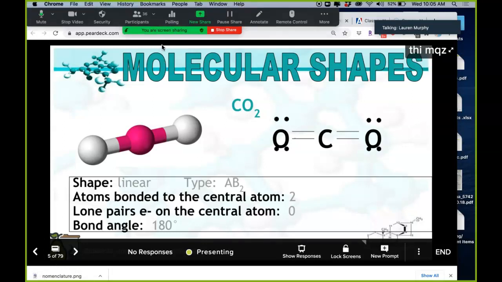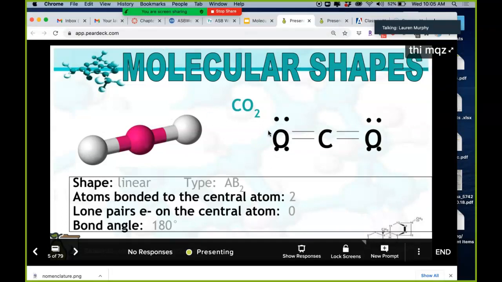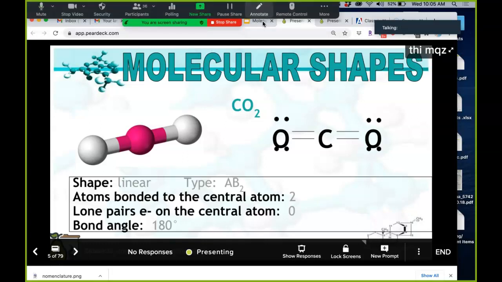You will notice when we talk about bonded pairs and lone pairs, for right now, and for this topic, we are focusing on the central atom. That is the main point of reference. So yes, oxygen does have lone pairs of electrons, but the oxygens aren't in the center, so it's not going to affect the shape for this molecule. Okay, so let's go next.